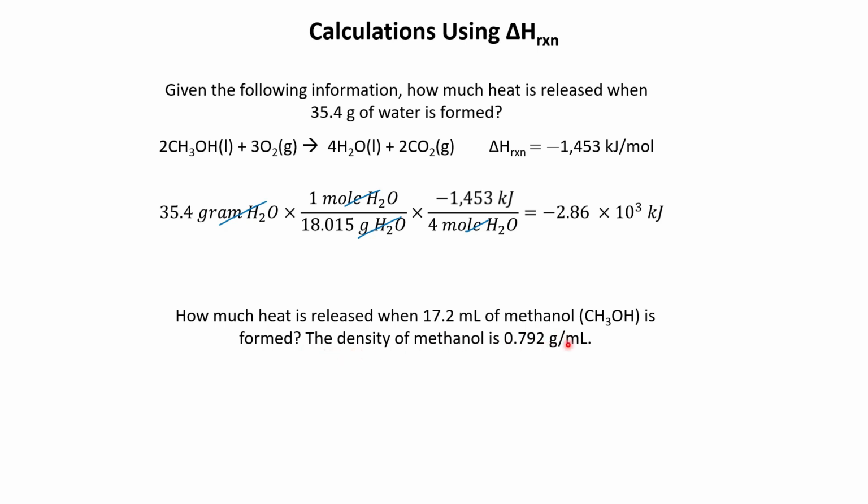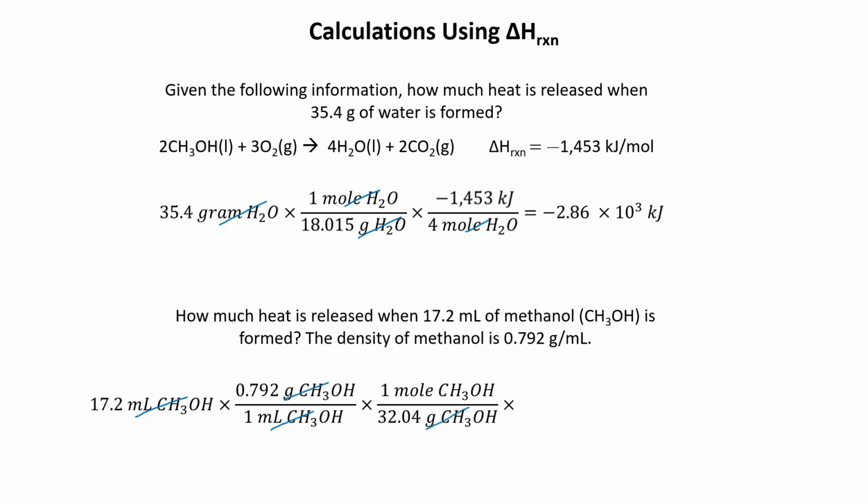And again, they give us the density of methanol as 0.792 grams per milliliter. So just like in the previous problem, we've got to get to moles first. Now this is going to take us a little more work than just the molar mass because we are starting with a volume and we need to use a density. So here's my 17.2 milliliters of methanol. Using my density, I am going to convert this into grams. Once I'm in grams, now I can use my molar mass to convert to moles. And finally, using my heat of reaction, which has 2 moles of methanol, again, based on our balanced chemical equation, I get negative 309 kilojoules.